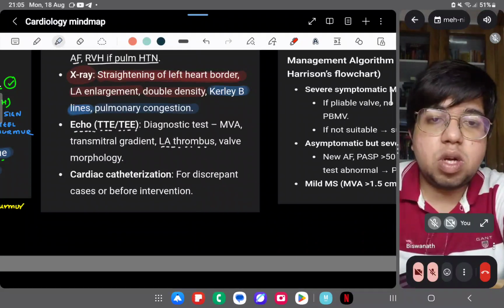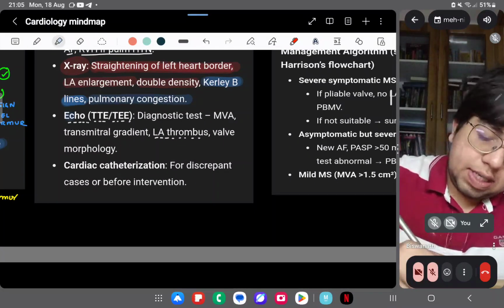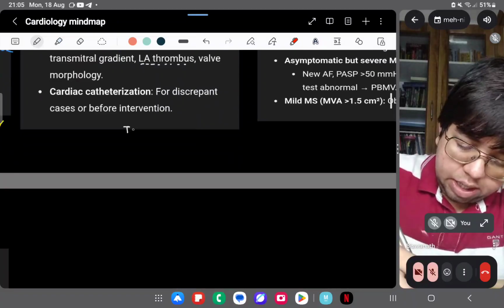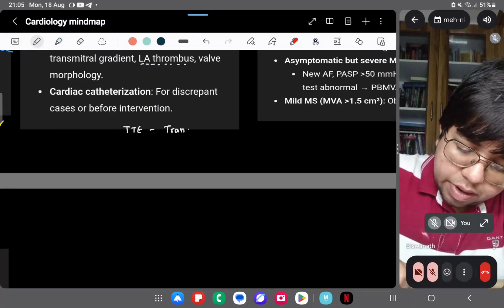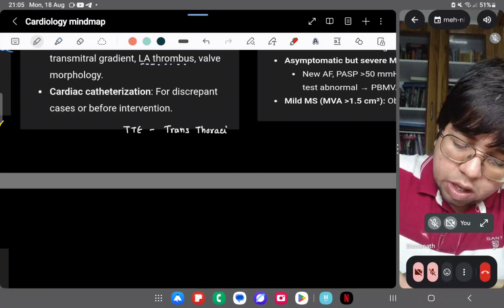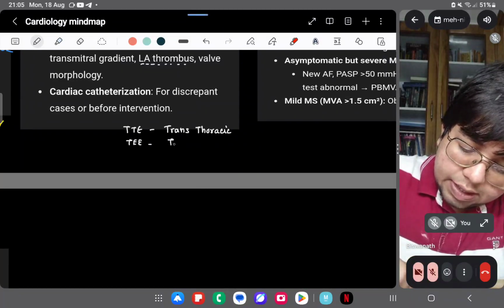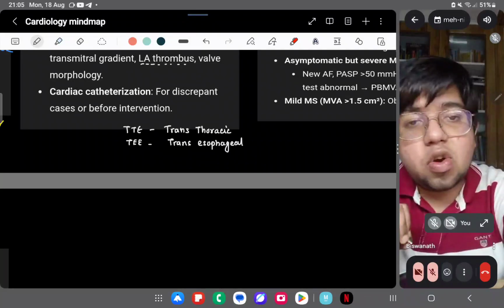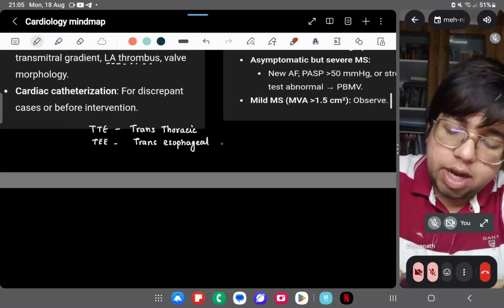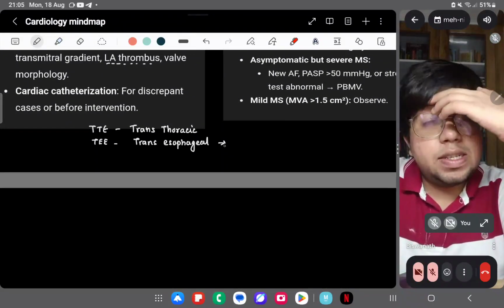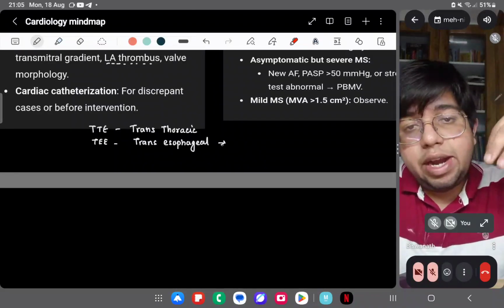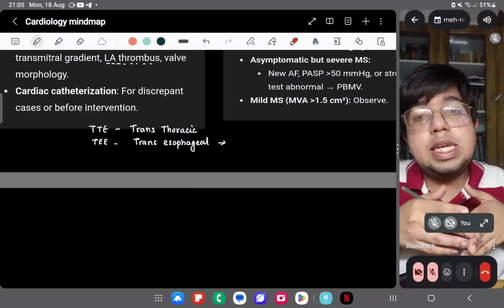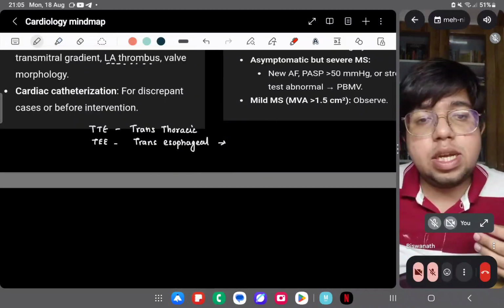The investigation of choice is always echo. Okay, you always go for echo. Echo may be TTE or TEE. TTE is transthoracic echo, and TEE is transesophageal echo. Transesophageal echo is very well tolerated, very well done, because this will enable you to see left atrial clots which are there below. You can't see those LA clots in transthoracic echo.